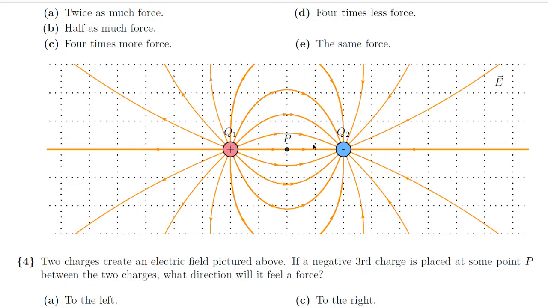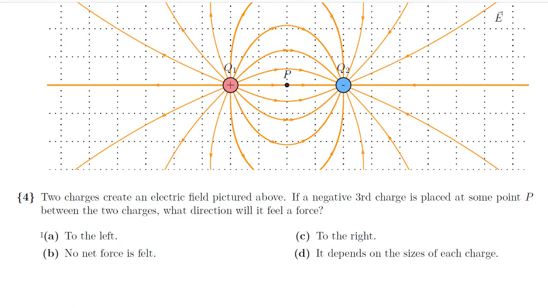So in this middle region, you'll notice that the electric field lines connect from left to right. So the electric field is to the right at that location. And since you're putting a negative charge there, it goes to the left, just immediately. So yeah, no matter how you see it, you should be able to get to the answer, which is A, to the left.